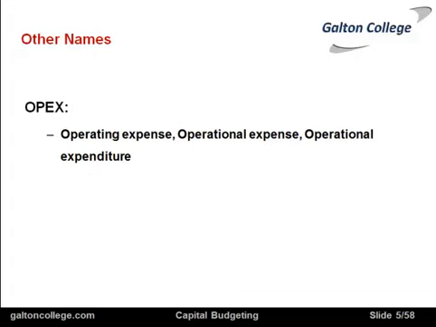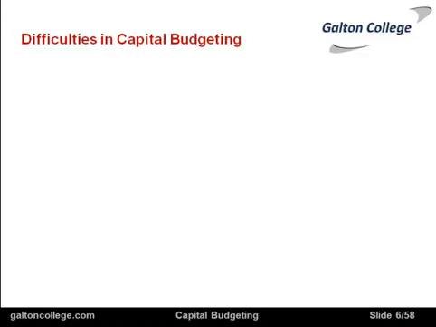There are other names for the operational one. There's operating expenses, operational expenses, and operational expenditure. That's just a minor point, but it does come under different names. It's the same thing. Now, what are the difficulties in capital budgeting?